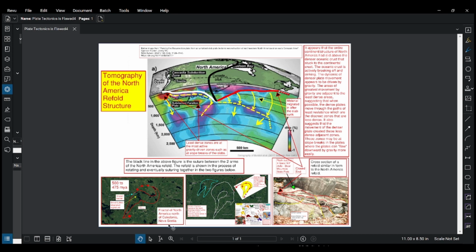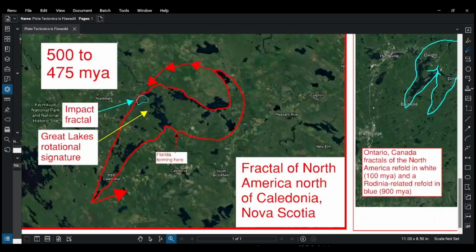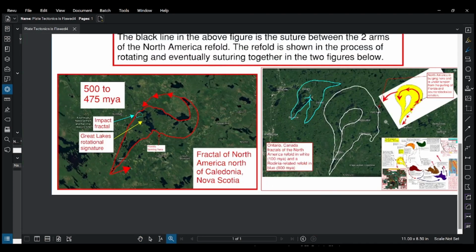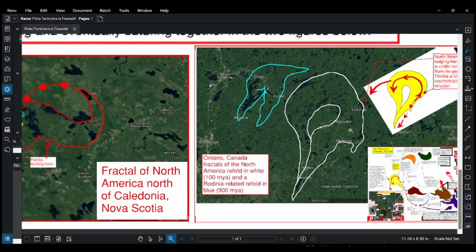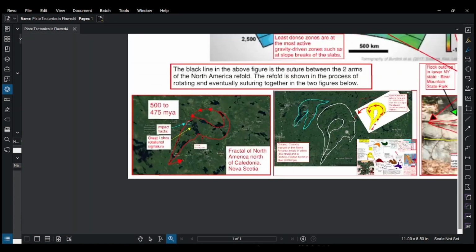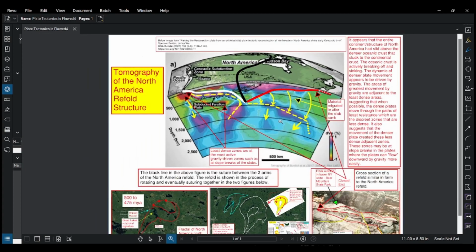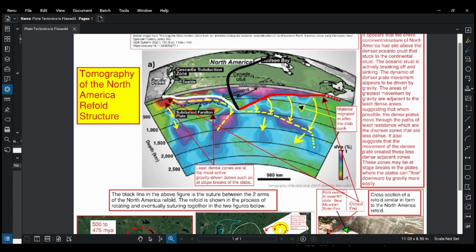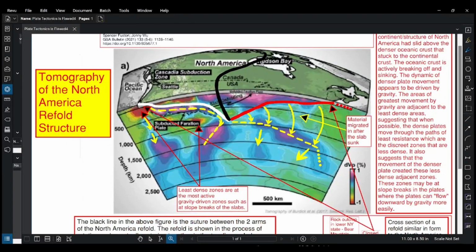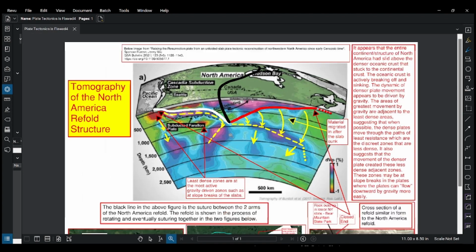See how, again, the refold is flipped on its back, as you see from the fractal. It's flipped over. There it is, flipping over again in another fractal. Okay? So what that means is we're looking at a profile here on the top. Okay? What's that black line? That's where the suture is, where everything sutured together.